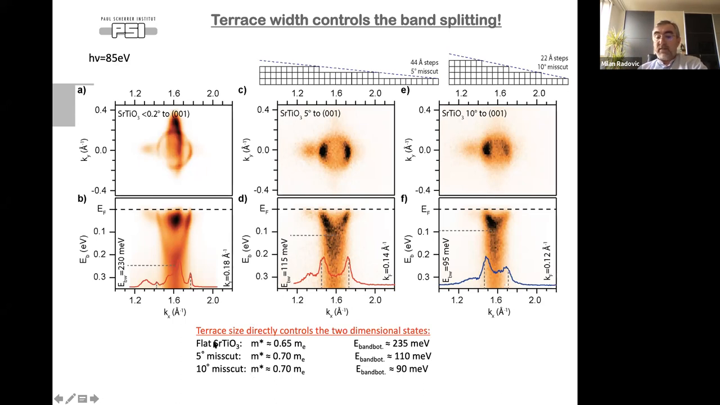And those are the parameters. So the flat STO surface has an effective mass, and those effective masses are actually very similar. The bottom of the band for the flat surface is 235 electrons, which means the bandwidth is 235. Once you increase the vicinality, you drastically decrease the band filling, or let's say bandwidth. Okay, so this tells us that different surfaces can actually change the doping very strongly. Good. But let's go now to the next step.